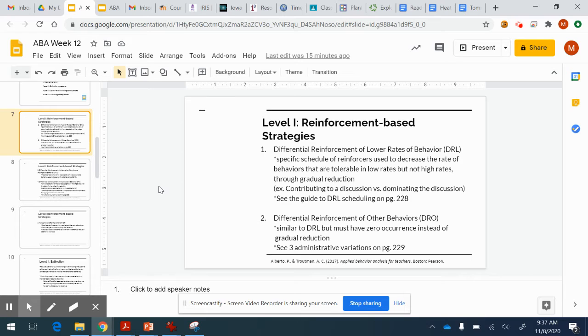So if we're thinking about interval recording, it's kind of like full interval recording. They either show it or they don't, and they could exhibit it once, or they could exhibit it 100 times, but if they're showing the undesired behavior, there's no reinforcement. It's contingent upon that zero occurrence.